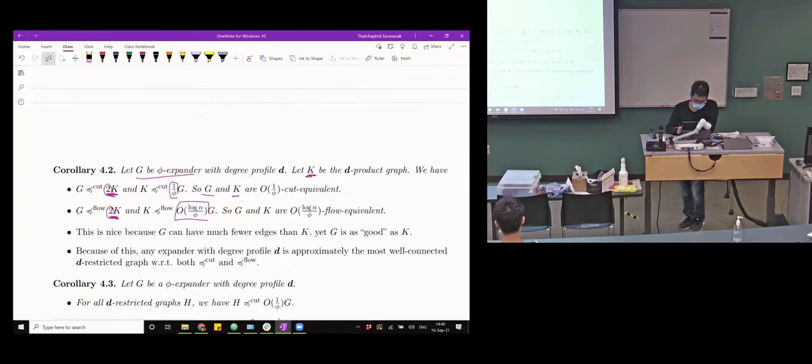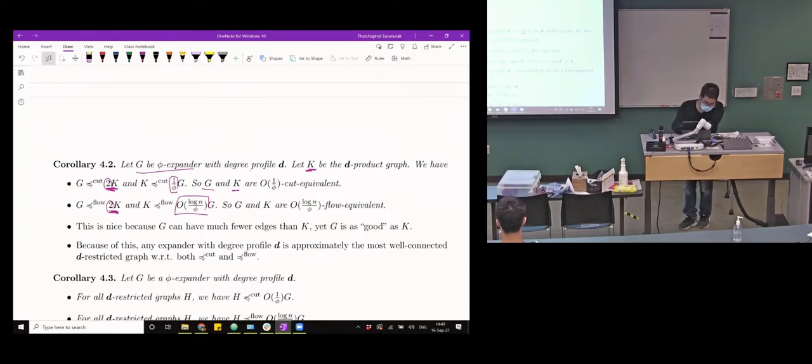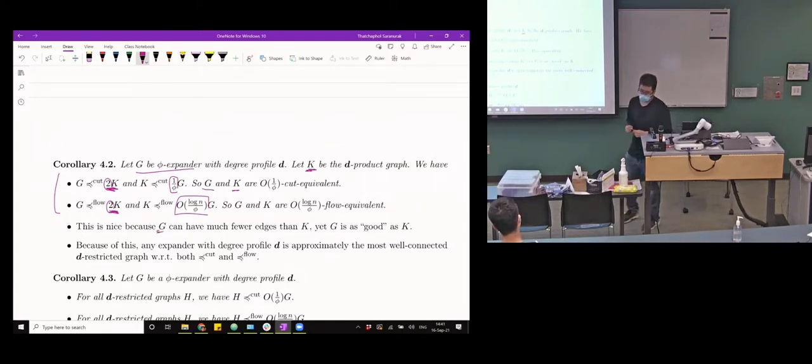This is conceptually quite nice because the product graph is a kind of complete graph. It has so many weighted edges. An expander can be weighted, but you can have just linearly many edges. If you just count the number of edges, they might be much smaller, but it's still as good as a product graph. They are equivalent.